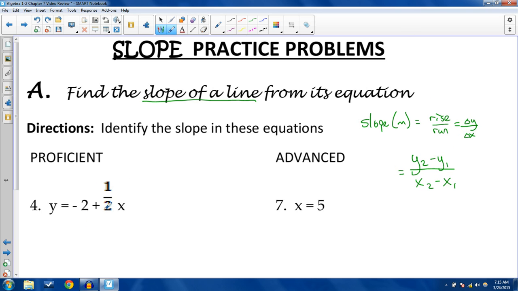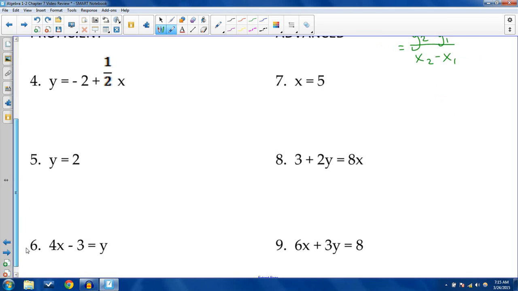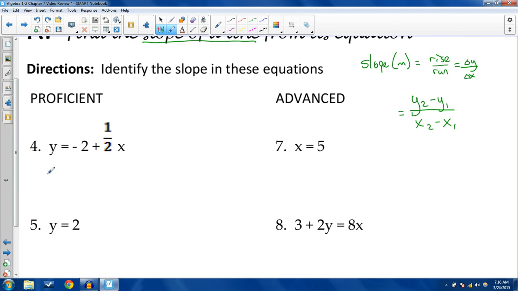Now the proficient level here, I forget what the basic one looked like. I have a couple problems here. On the proficient level, I'm going to rewrite this in mx plus b form so the slope is first and the y-intercept is second. Now, I already know what slope is. It's the guy that's attached to x by the hip. There's my slope of 1/2, or 0.5 if you will.